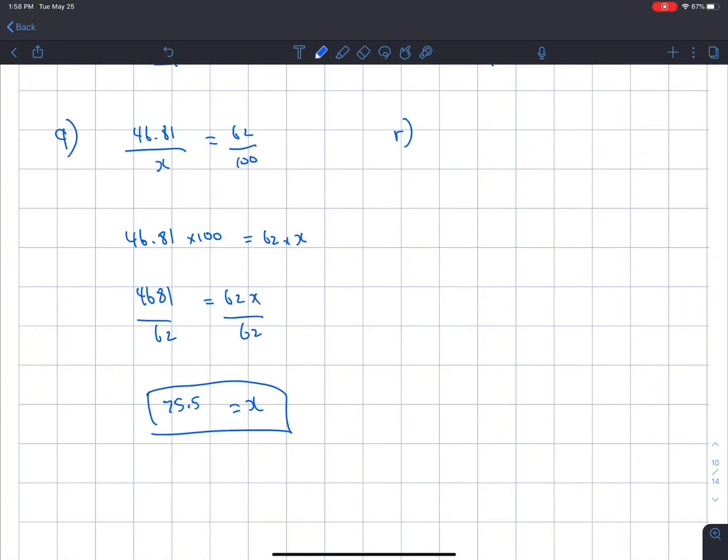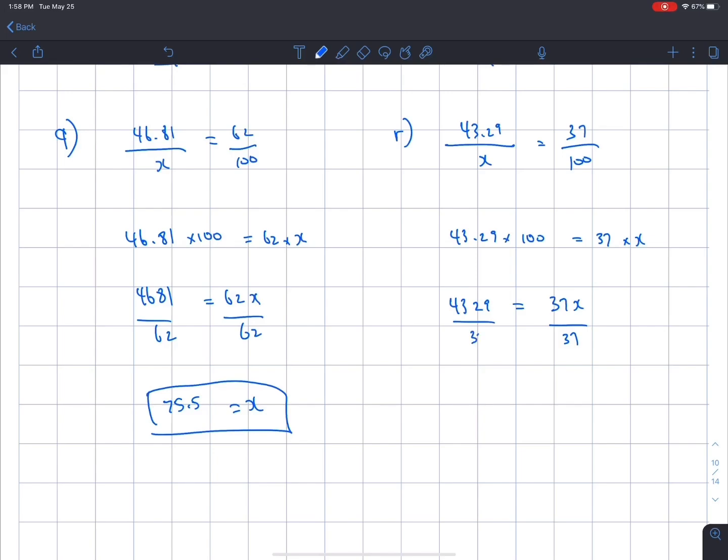R. 43.29 is, so that would be the amount, 37%, 37 over 100, of what number? So the base is x. 43.29 times 100 equals 37 times x. We have 4329 equals 37x, and now we can divide both sides by 37. So we got 117 for the base.